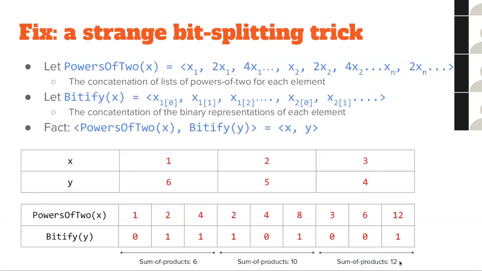Right? So I guess also pausing and just kind of stare at this and just kind of verify for yourselves that this works. Right? So basically, converting x into powers of 2 and converting y into a bit representation is a dot product preserving operation.